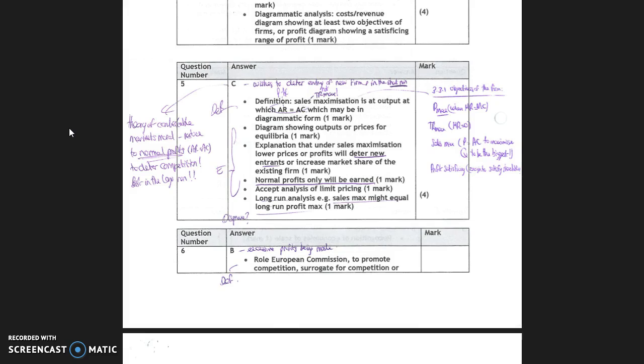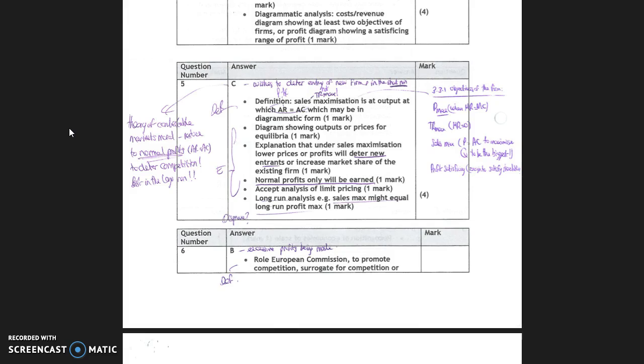So again, that came back to 3.3.1, all your different objectives of the firm. Profit maximization when MR equals MC. Total revenue maximization when MR equals 0. Sales maximization when P equals AC. And then profit satisficing, a satisfactory level of profits. So make sure you know those. It's quite a popular Section A question here.